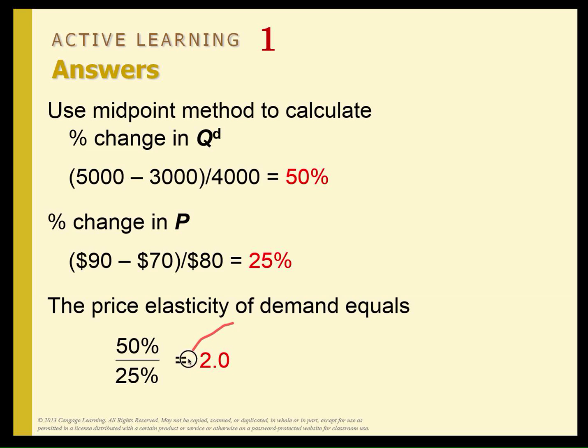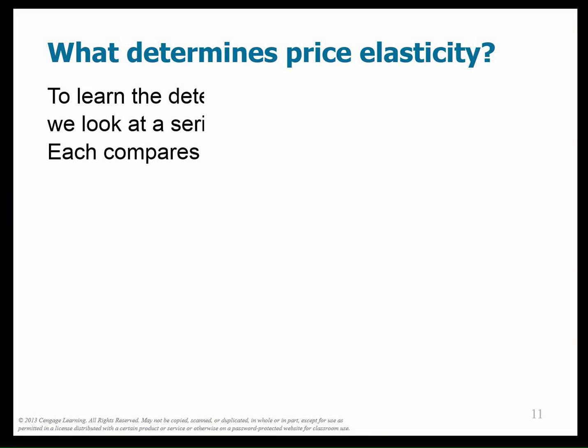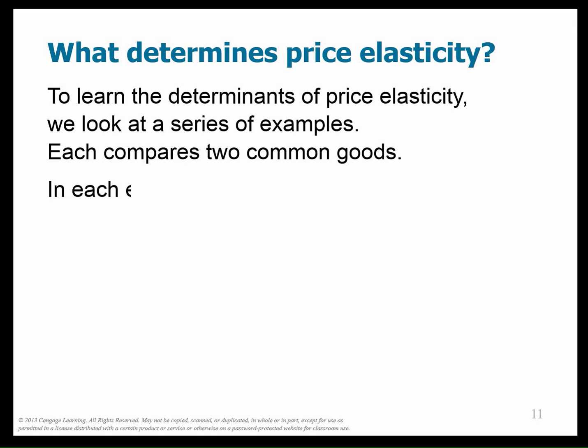So using the definition, if this is 2, what it means is if price goes up 1%, then quantity will go down 2%. That's very important. If price goes up 1%, quantity goes down 2%. All right? So what determines price elasticity?